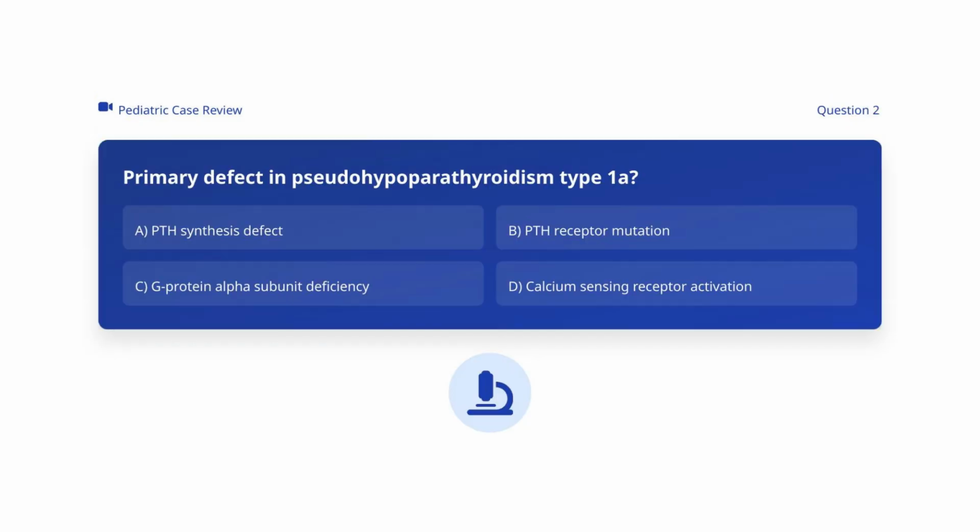What is the primary molecular defect in pseudohypoparathyroidism type 1A? Option A, parathyroid hormone synthesis defect. Option B, parathyroid hormone receptor mutation. Option C, G-protein alpha subunit deficiency. Option D, calcium sensing receptor activation. Consider the mechanism of hormone resistance.